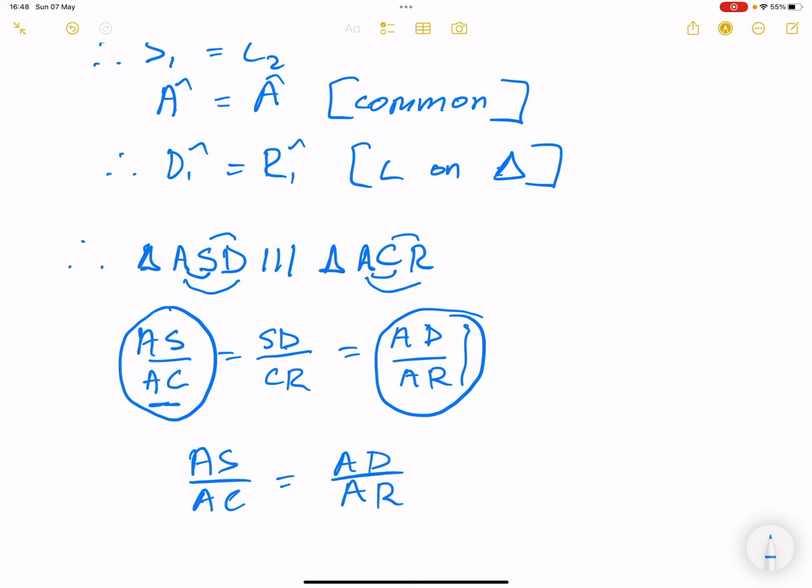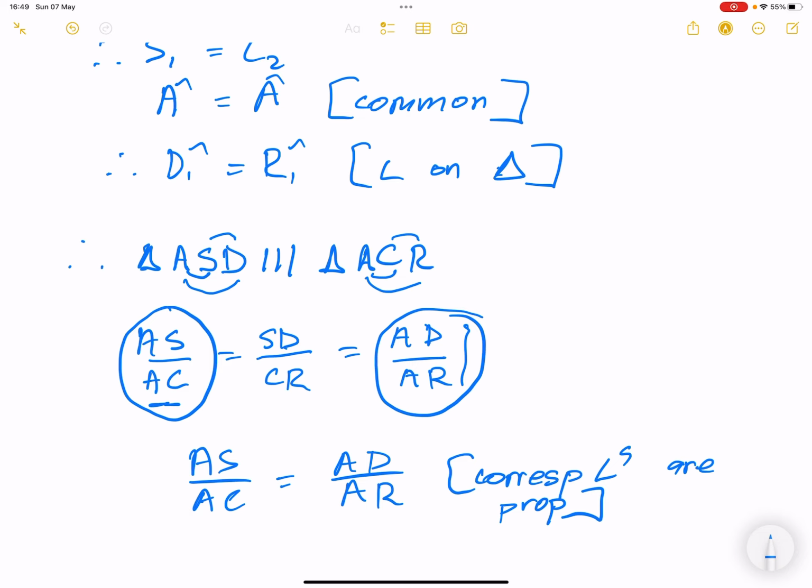Okay, right, and there it is, ladies and gents. We have proven there. So you can actually just state there that the corresponding sides of similar triangles, in this case, are proportional. Okay, right, now let's go on to the next question.